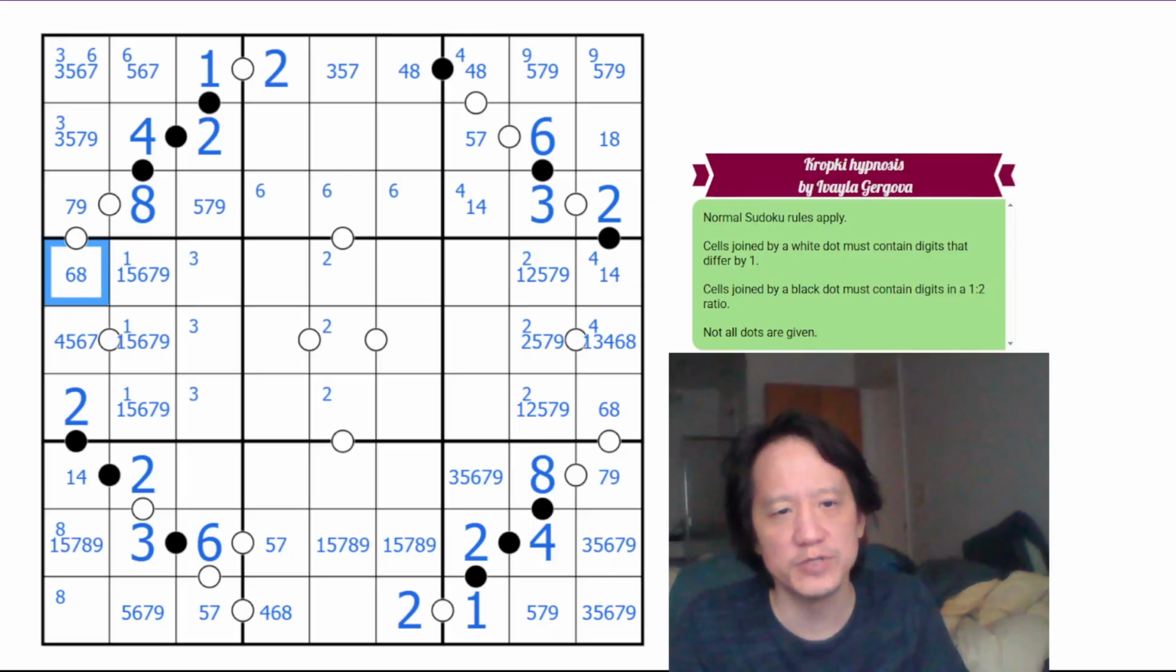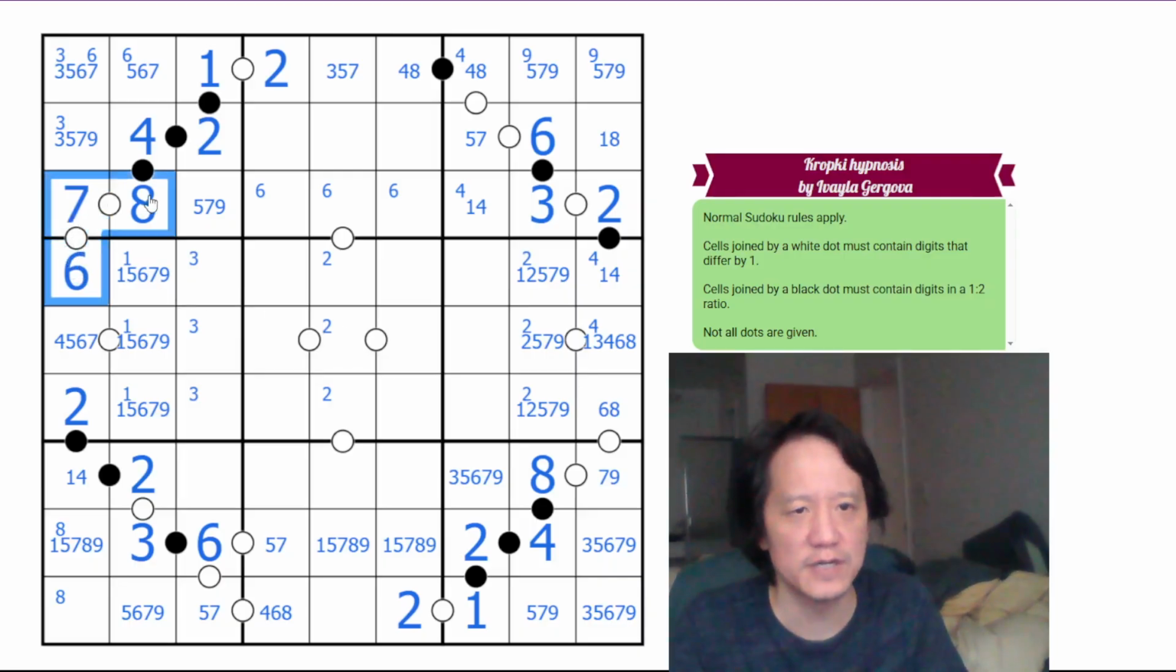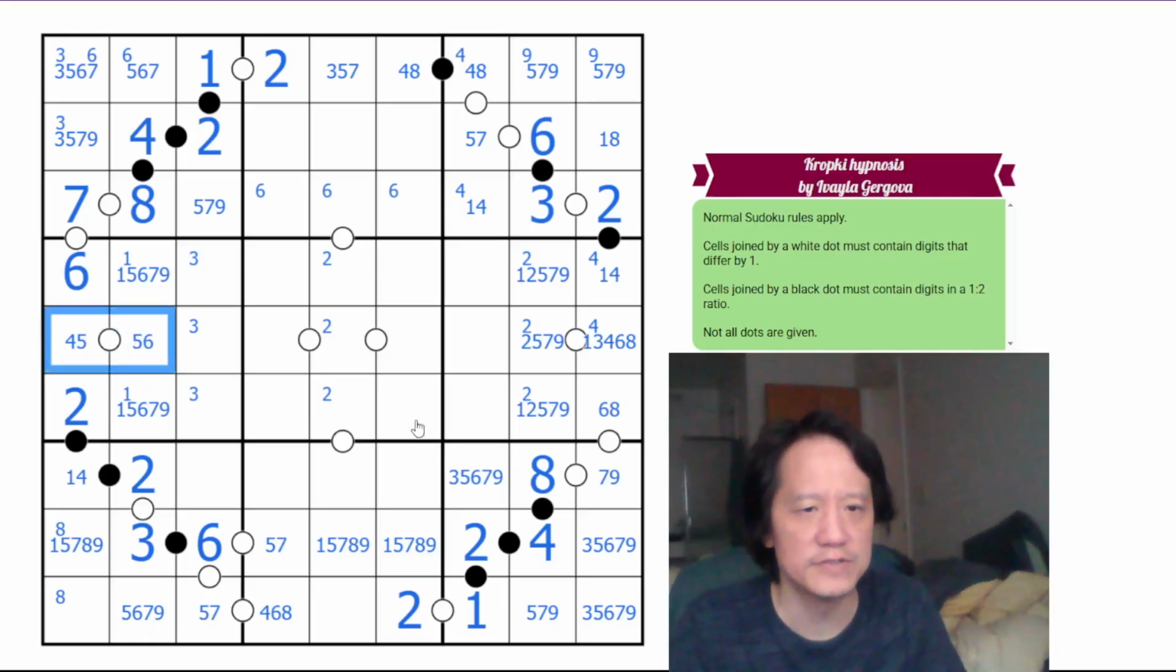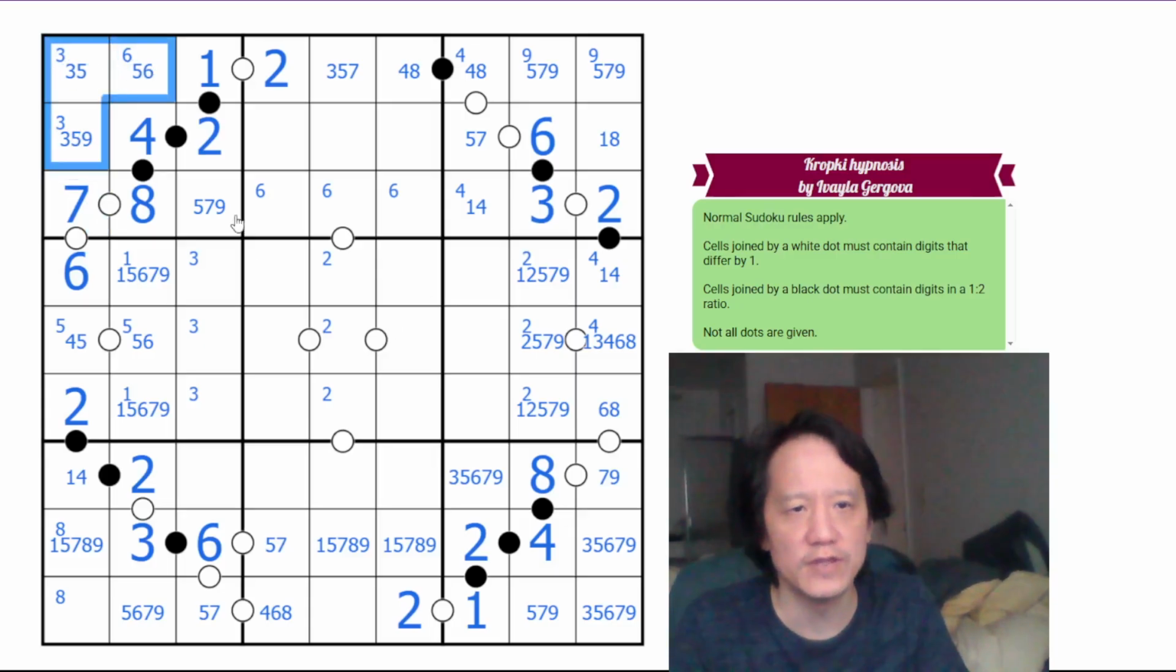This can't be 8, so it must be 6, which makes this 7 to be consecutive with both 6 and 8. This can't be 6 or 7, so this is 4 or 5, which is only consecutive with 5 or 6 here. So one of these is definitely guaranteed to be 5. This 6 eliminates 6 here. This 7 eliminates 7 in the rest of the box. Where is the 6 then in this upper left-hand box? It must be here. So that's 6. This 7 eliminates 7 in the rest of the column.